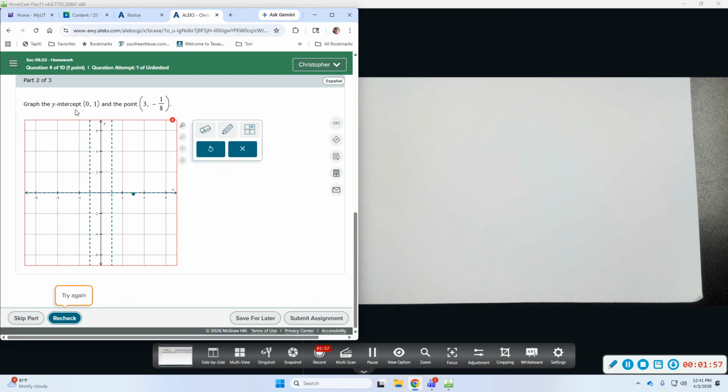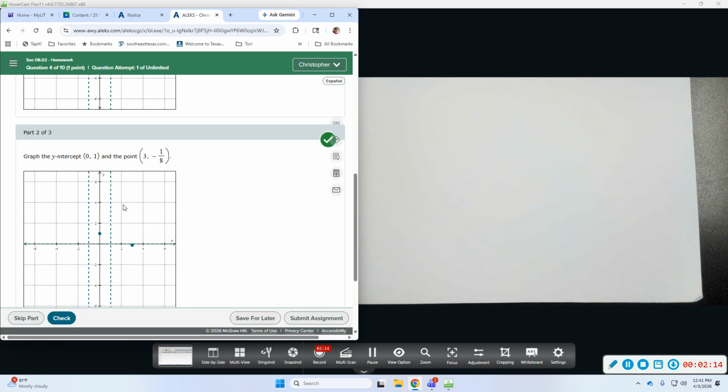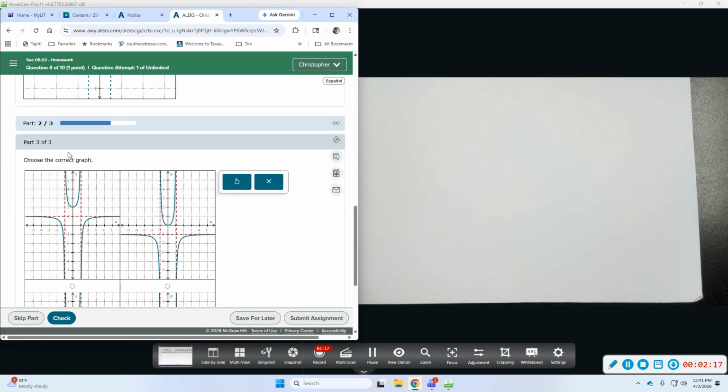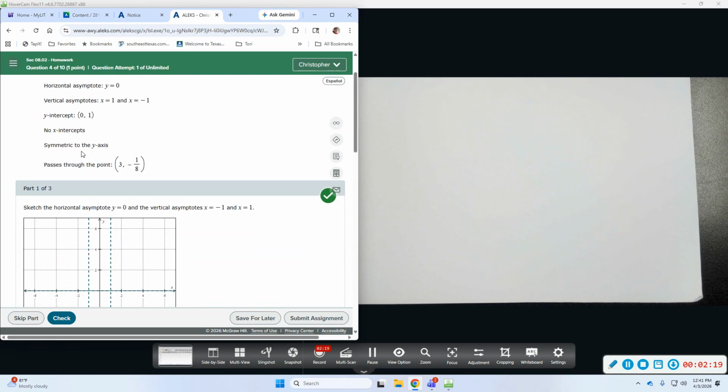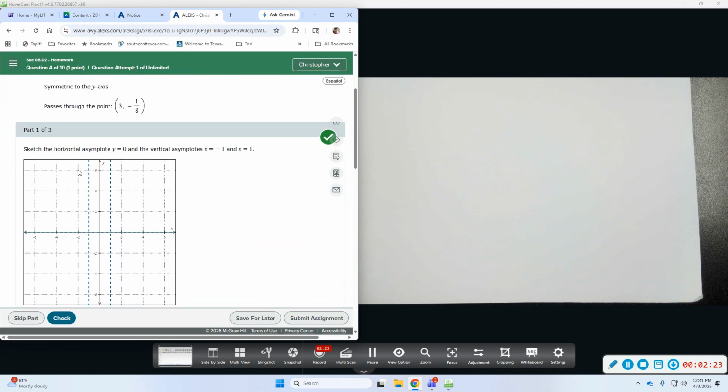I'm sorry, I missed the y-intercept as well. So let me try again. I can plot the y-intercept. So if I go 0 and then go up 1, that'll be my y-intercept. Okay. So the 2 points, y-intercept and the (3, -1/8). And then it told us that it is symmetric to the y-axis, which means there's a mirror image across the y-axis here.